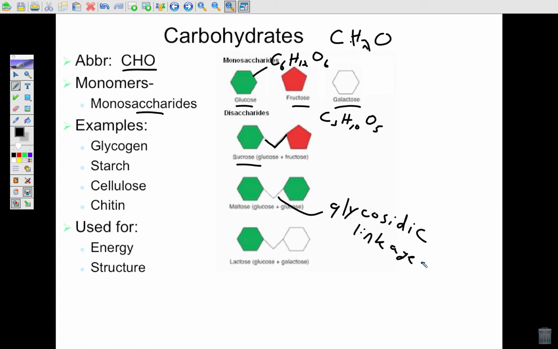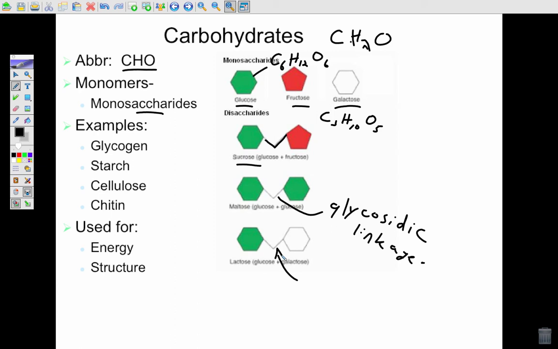Lactose is a disaccharide that's made up of glucose and galactose. Some people can't digest lactose because they can't break that glycosidic linkage, so they're not able to separate them. And they're not allergic, they're actually just lactose intolerant.